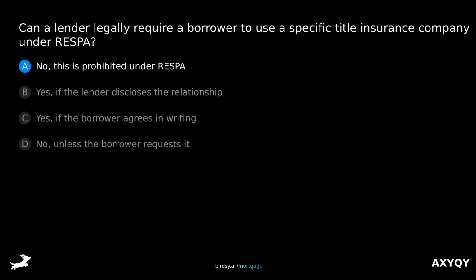Is it A? No, this is prohibited under RESPA. B. Yes, if the lender discloses the relationship. C. Yes, if the borrower agrees in writing. Or D. No, unless the borrower requests it. The answer is A. No, this is prohibited under RESPA.